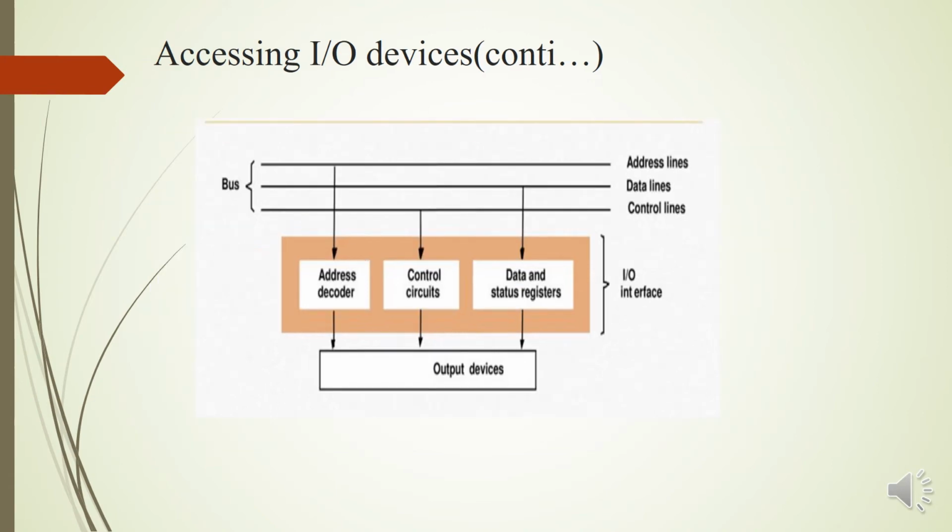This is the block diagram for I/O interface for an output device. This is your bus consisting of 3 sets of lines. This is I/O interface consisting of modules. Output device capable of receiving the output signal from the processor.